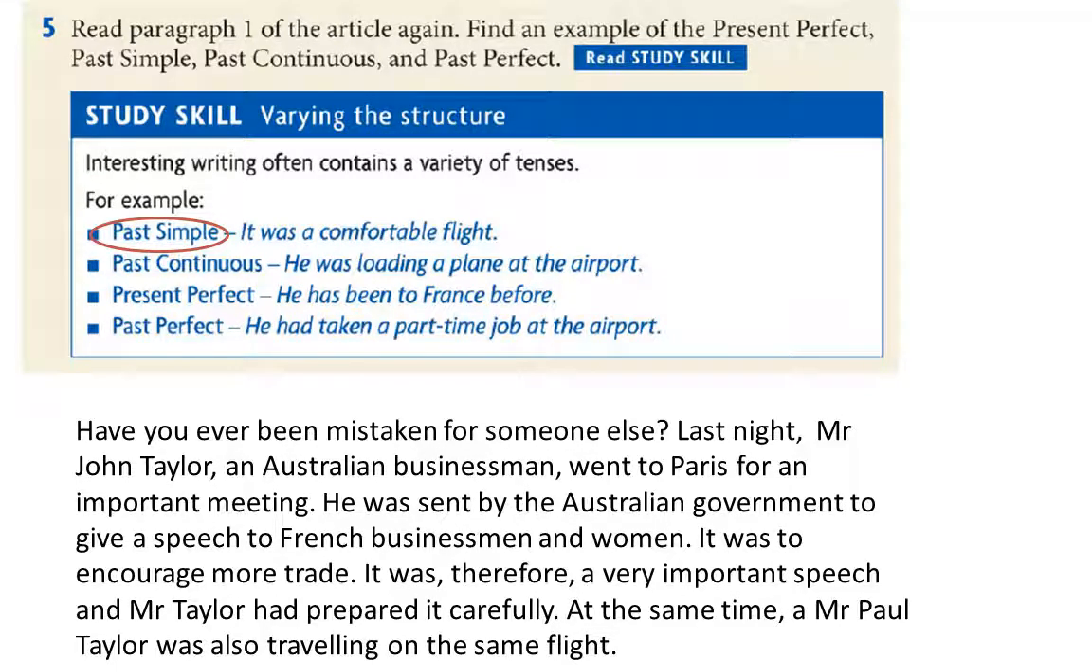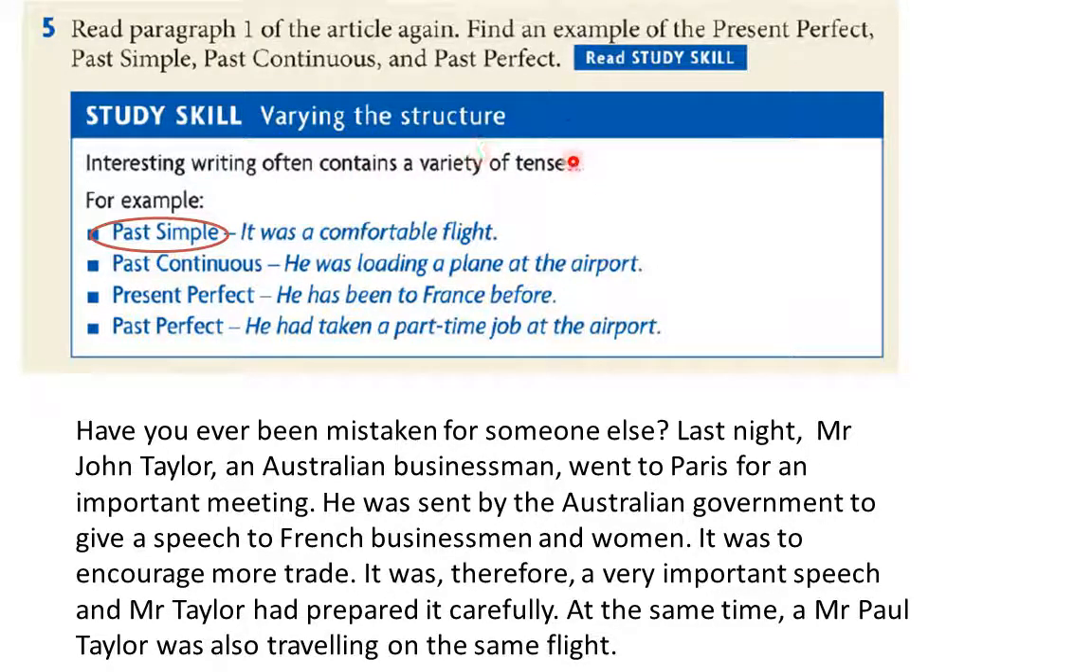Section 5, or exercise number 5 in Unit 3 in writing skill. Read paragraph 1 of the article again. Find an example of the present perfect, past simple, past continuous, and past perfect. And there is a study skill. Study skill is varying the structure. Interesting writing often contains a variety of tenses.